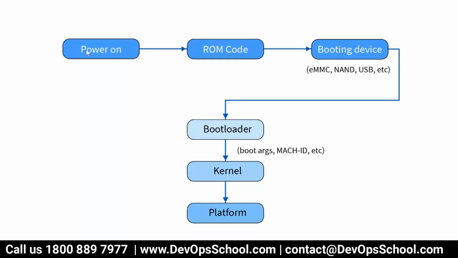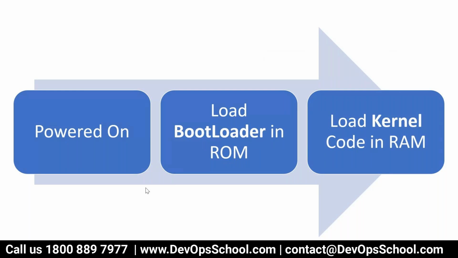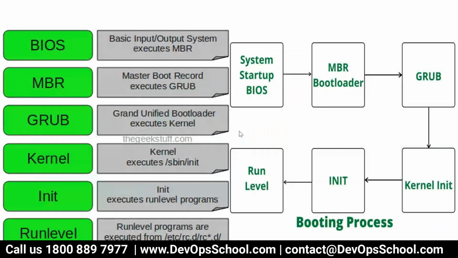Look at this flow: power on, then the ROM code, read-only memory code, and then you have booting devices to the bootloader. The bootloader loads the kernel, and after that your operating system is ready. This is the flow that happens. So: power on, load the bootloader from ROM, load the kernel code in RAM. This is the simple way. You don't need to understand the detail right now.